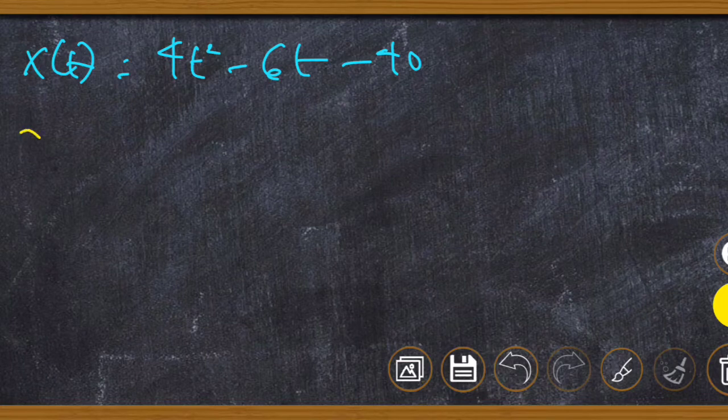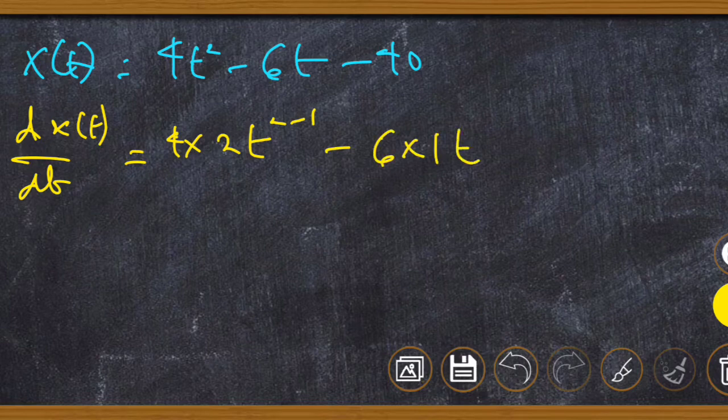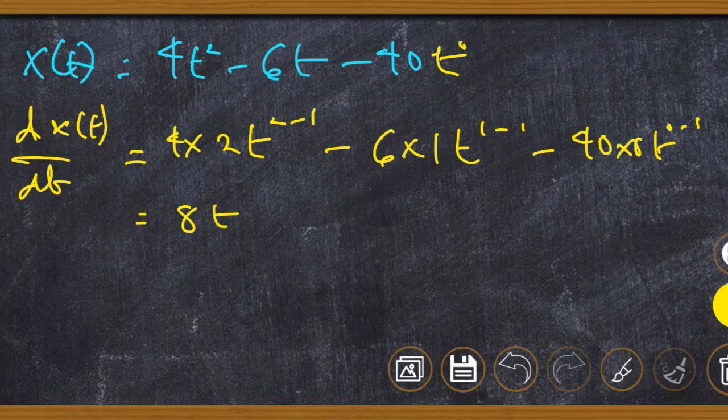Now, if you differentiate this s(t) with respect to time, I should be having, don't forget our formula, this will give rise to 4 times 2 t raised to power 2 minus 1, minus 6 times 1 t raised to power 1 minus 1. Then minus, now this 40 here is 40 t raised to power 0. So this can be equal to 40 times 0 t raised to power 0 minus 1. Then I'll be having this one as 8 t raised to power 1 minus 6 t raised to power 0.